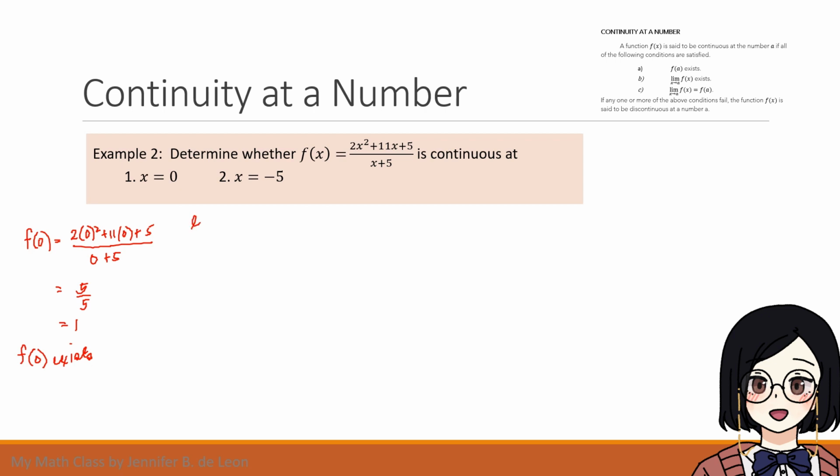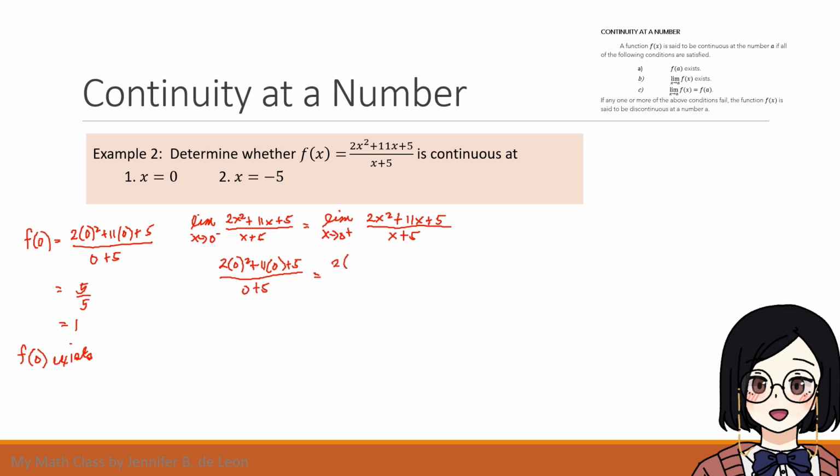This time, let's check if the second condition is satisfied by the function. We prove that the limit of the function exists. With that, we have to show that the left-hand limit of the function is equal to the right-hand limit of the function. Hence, we will have the limit of (2x² + 11x + 5)/(x + 5) as x approaches 0 from the left is equal to the limit of (2x² + 11x + 5)/(x + 5) as x approaches 0 from the right.